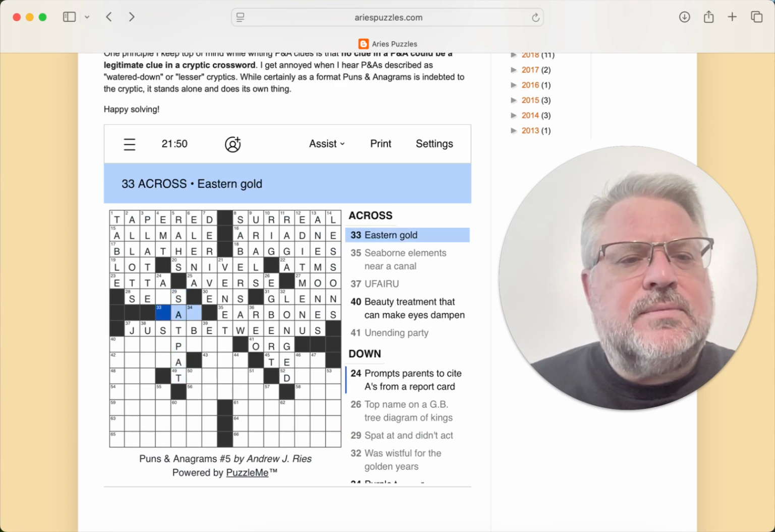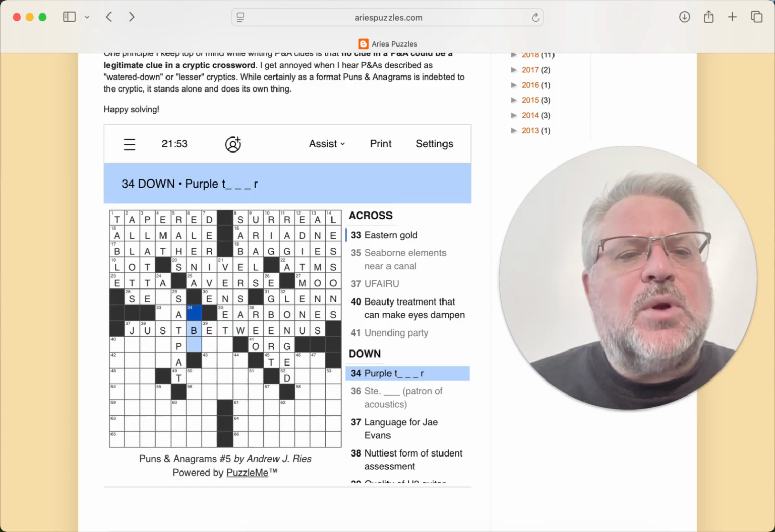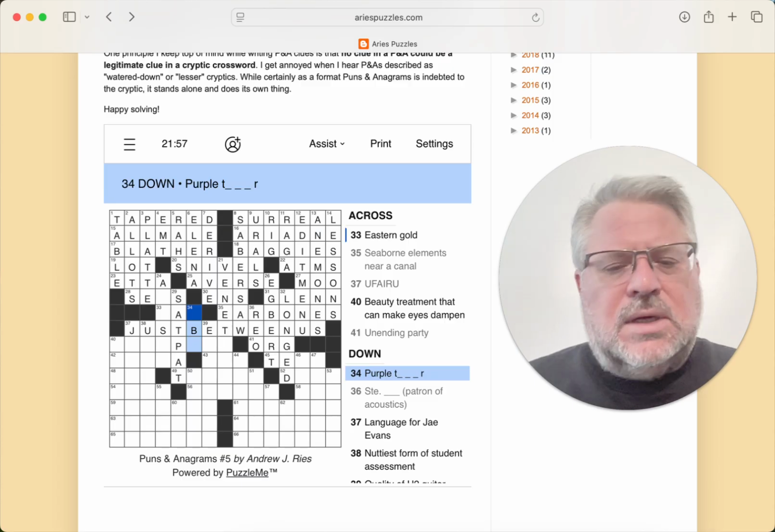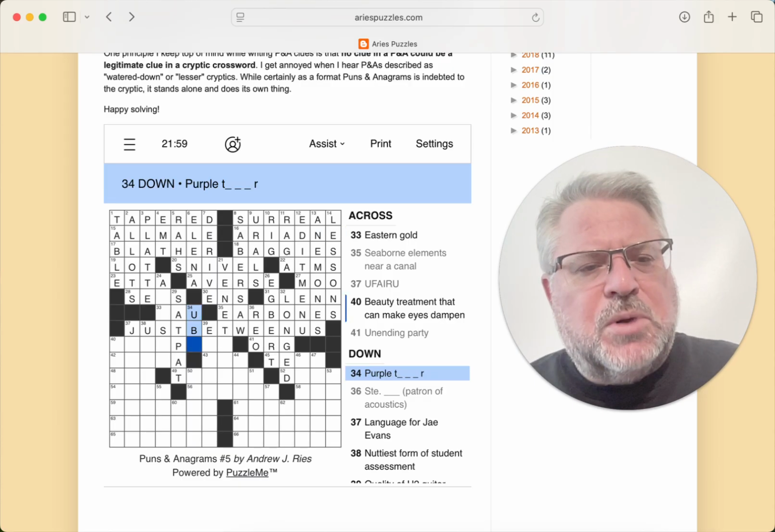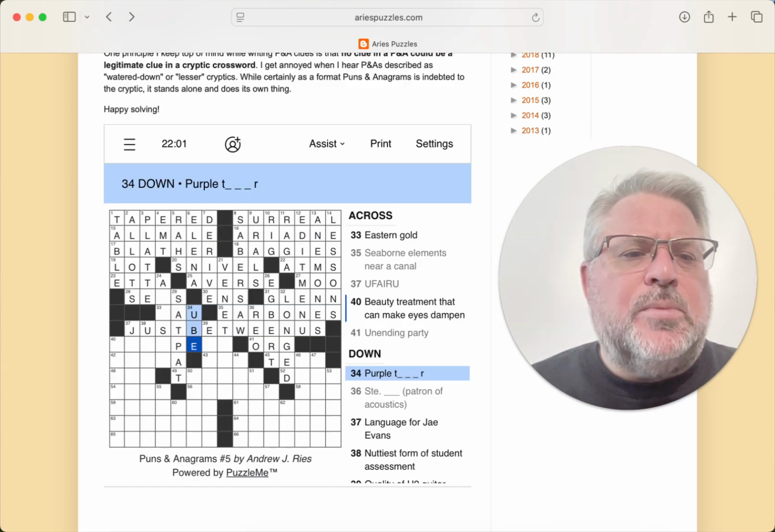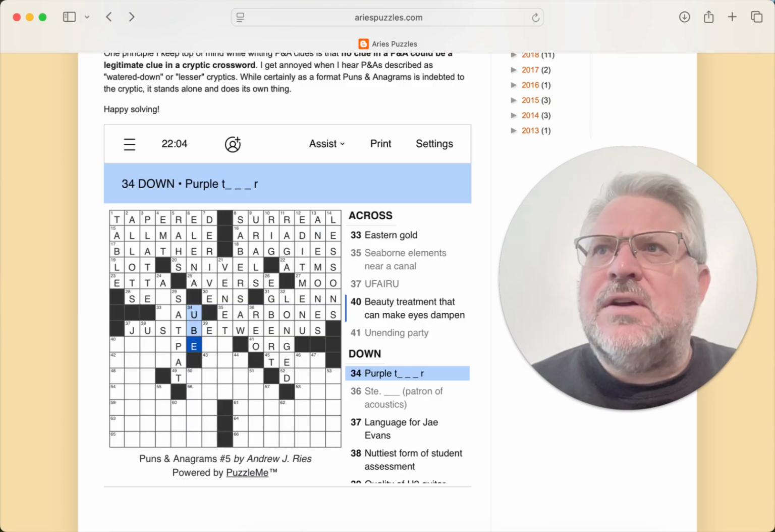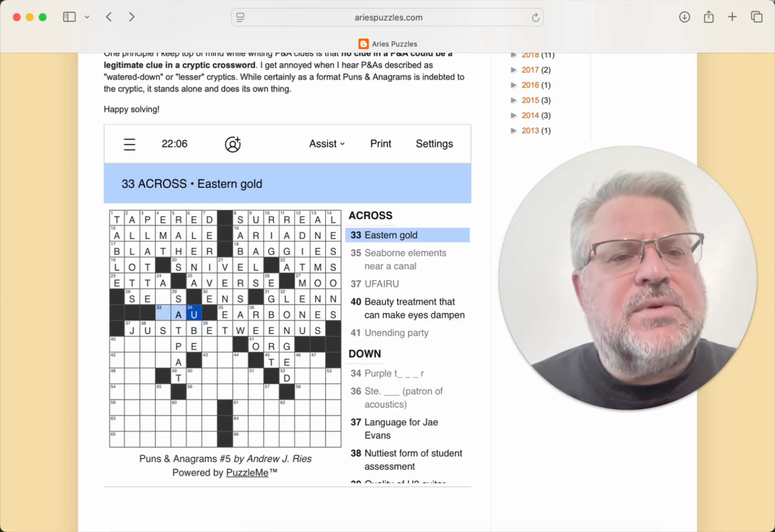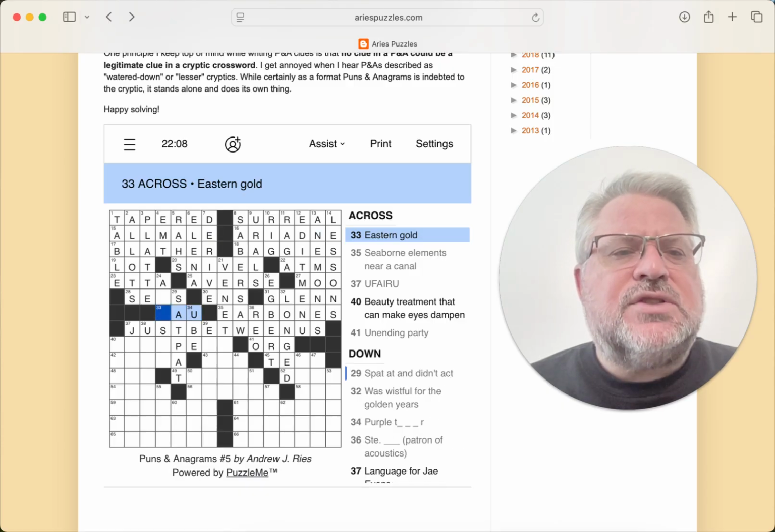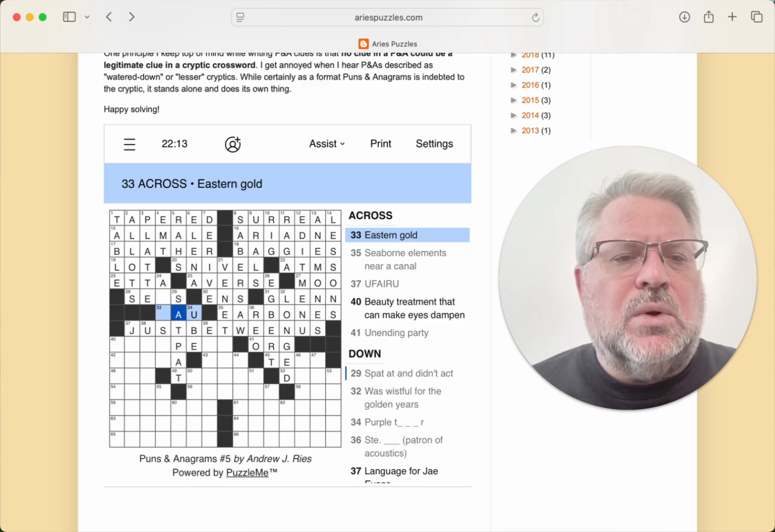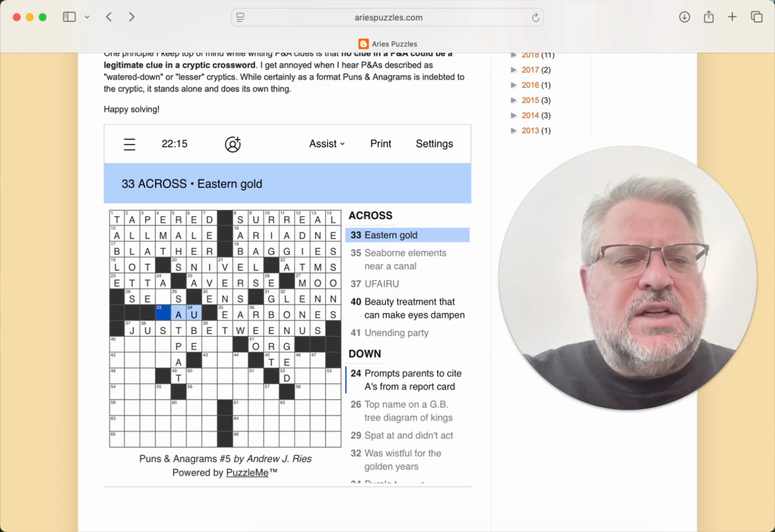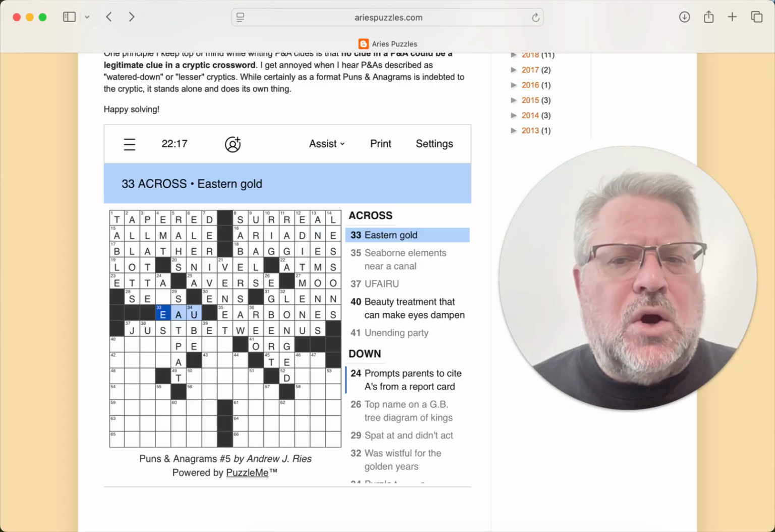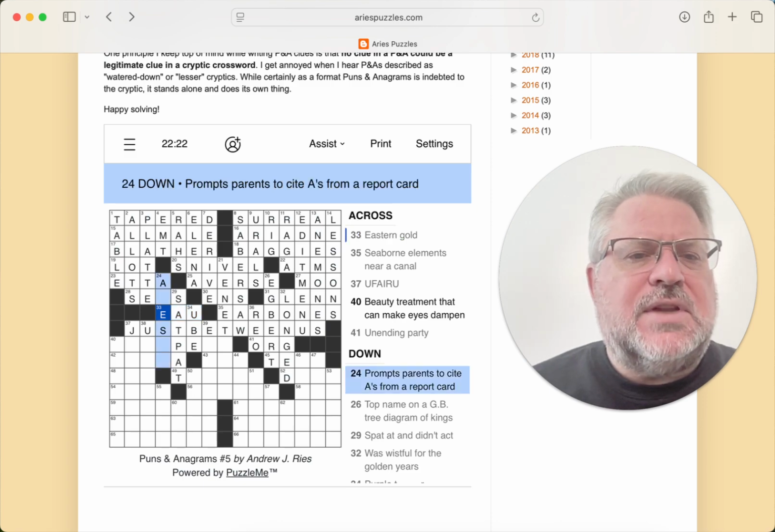Eastern gold. Nope. Purple. Blank, blank, blank. I think there is a purple tuber vegetable called ube. May have seen it on a Japanese menu just recently. So what is Eastern gold? Gold, AU, is the chemical symbol for gold. If we put an E as an abbreviation for Eastern in front of it, we get O, which is a French word for water. That's the best I can think of there.